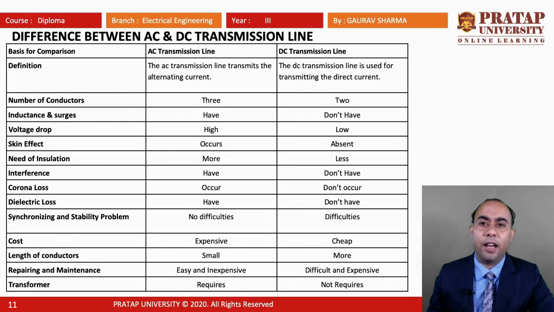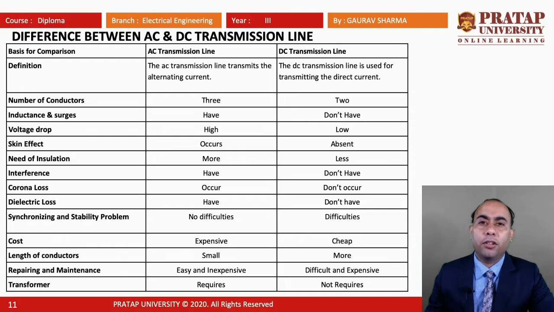AC definitely has interference with the communication line, but DC doesn't. Corona occurs in AC, but in DC it doesn't. When we talk about dielectric loss, AC has dielectric loss, but DC doesn't.